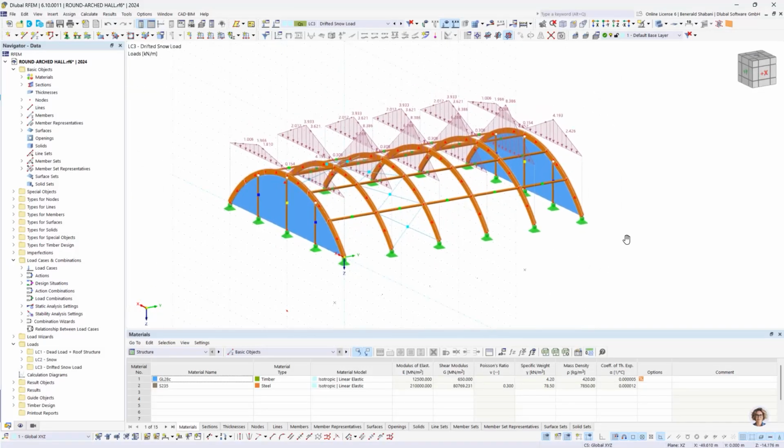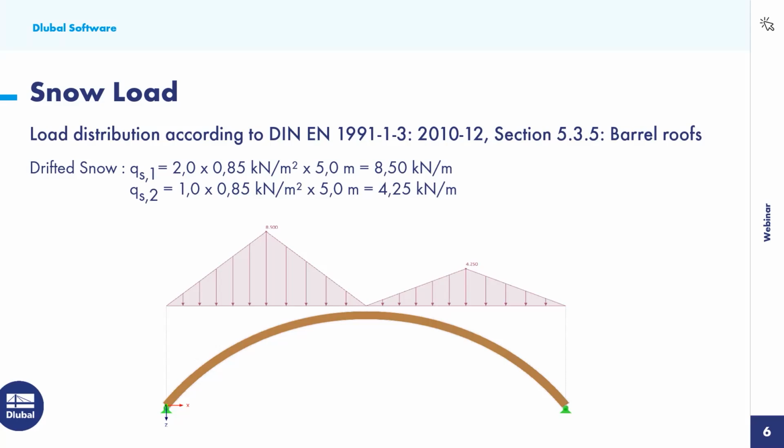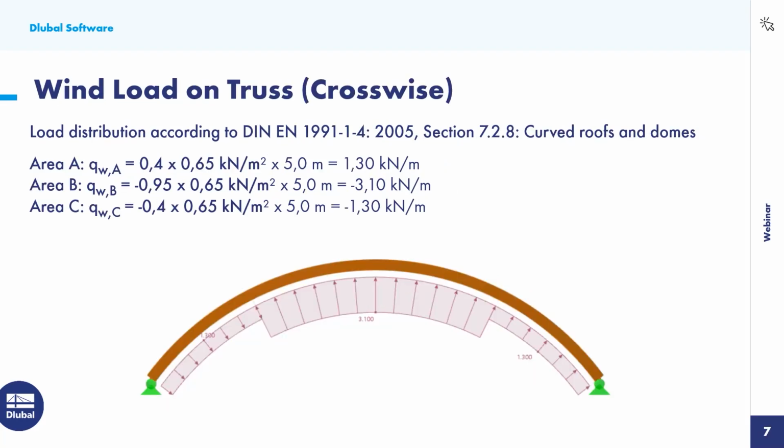Next, it would be the wind load. For that, I need to go again to my PowerPoint. For the wind load on the truss, crosswise, we will have a load distribution according to DIN 1991-1-4, section 7.2.8 for curved roofs and domes, which will tell us to split our truss into 3 different areas: area A, area B, and area C.